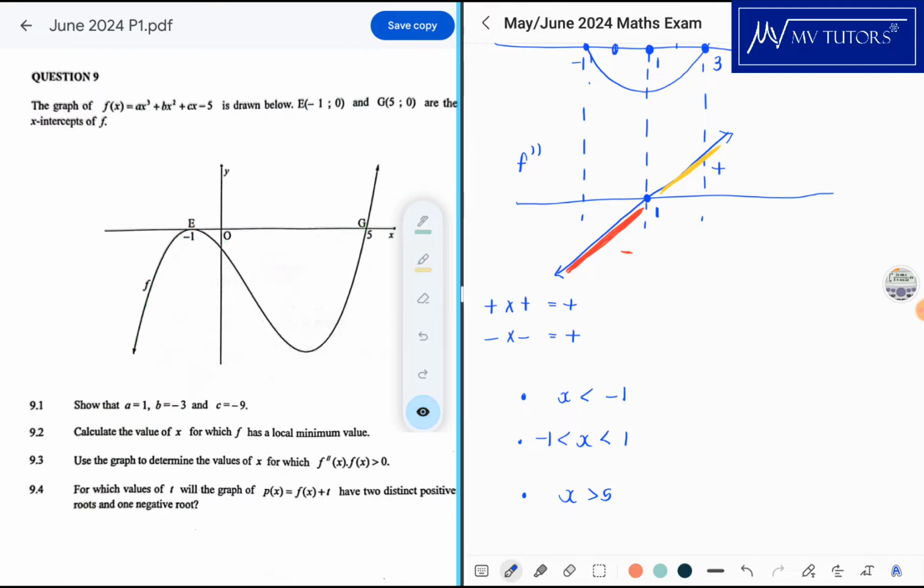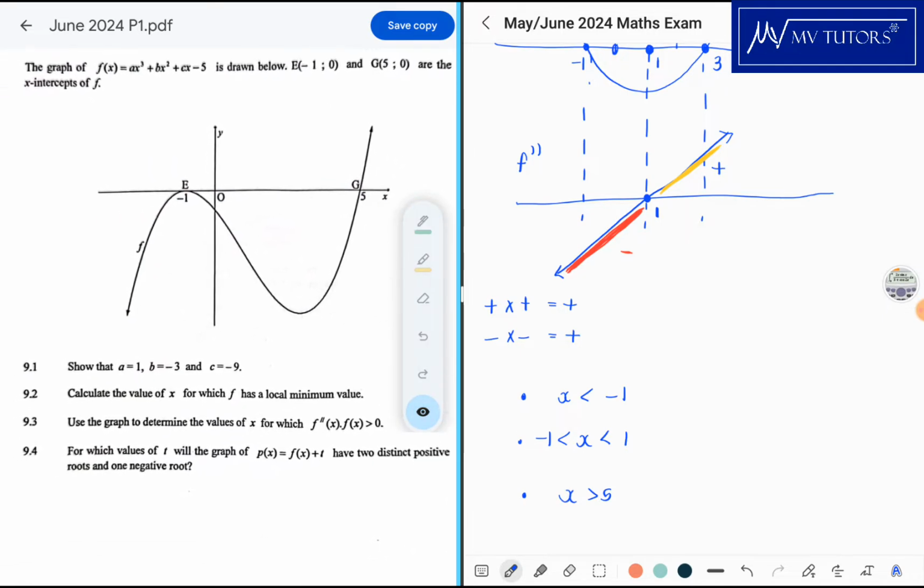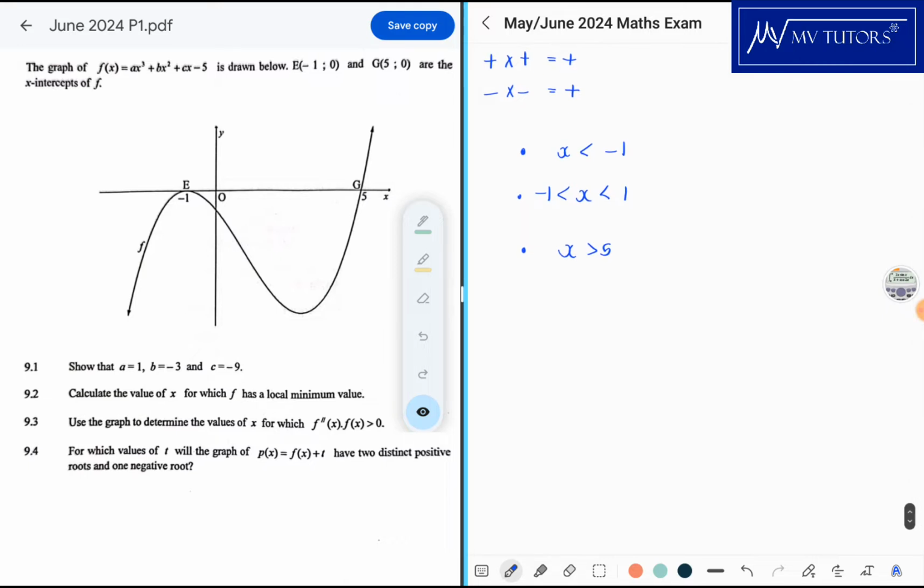All right, and then the last question, 9.4. I hope I didn't confuse you with the previous one, but that's how I would use the graphs to determine it. So now it says, for which values of t will the graph p of x, so we have the function now, p, which is equal to f of x plus t, has 2 distinct positive roots and 1 negative root.